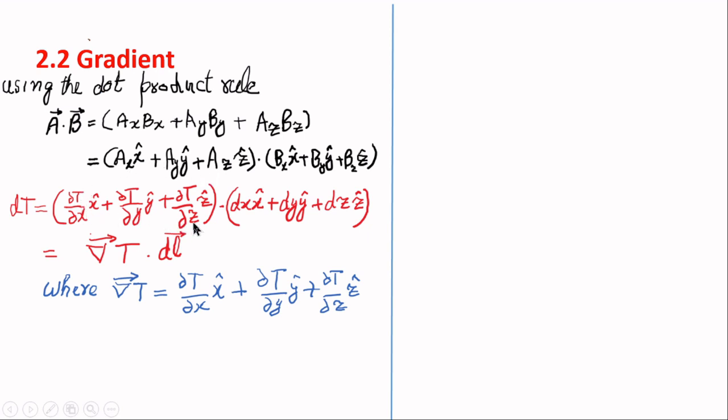In the previous slide, we have defined the gradient. This vector is the gradient of t. So we represent it with del t, and this is called the infinitesimal displacement, and we denote it with dl. So dt is equal to del t dot dl. So this is the important equation. If you know the gradient of t and you multiply it with the infinitesimal displacement, you can get the differential change in t.